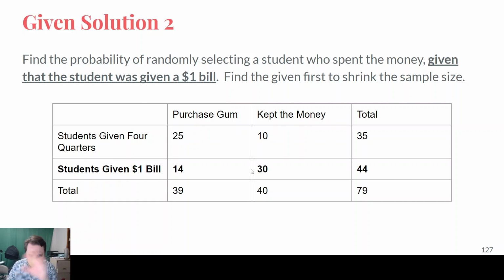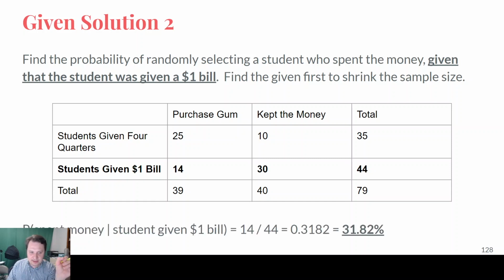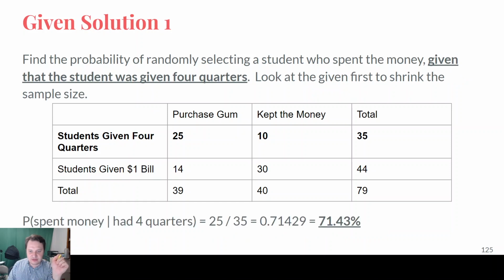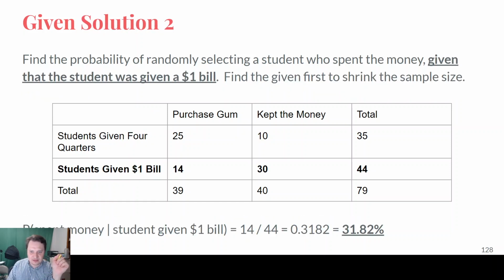Now that we did the second half, now go back to the first half. Find the probability that they spent the money. So of these 44 who had the bill, 14 spent the money out of the 44 who received the bill. And so that probability is 14 out of 44, which gets you to 31.82%. Okay, so you can see how that might be an interesting comparison. So in the previous one, if they were given the quarters, 71% spent the money. But if they were given the dollar bill, only 31% spent the money. So that's evidence that maybe people don't like quarters and just like to get rid of them.